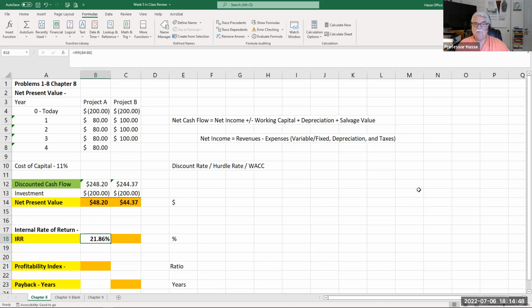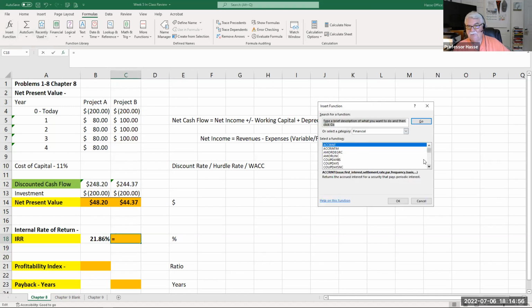If I do this for Project B, same way, formula, function, financial, IRR. See, here's the thing that just drives me nuts. When I was in undergraduate college, we didn't have spreadsheets. We had to do this on a slide rule. You guys ever seen a slide rule? I had to do these calculations on a slide rule. That's how old I am. No spreadsheets. You guys got it made in the shade.